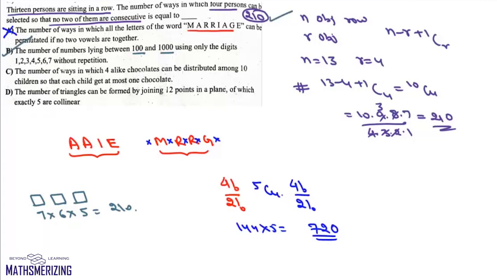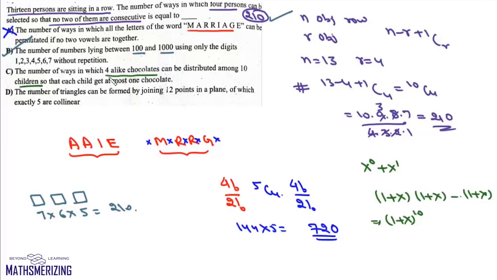Now this third part is number of ways in which 4 alike chocolates can be distributed among 10 children so that each child gets at most 1 chocolate. Now since the chocolates are alike, for any child, total possibilities are represented by x to the power 0 plus x to the power 1. So for one child, this is 1 plus x. For the next one, it will also be 1 plus x, and it will be 1 plus x for all the 10 children. So total possibilities can be expressed as (1 plus x) to the power 10.